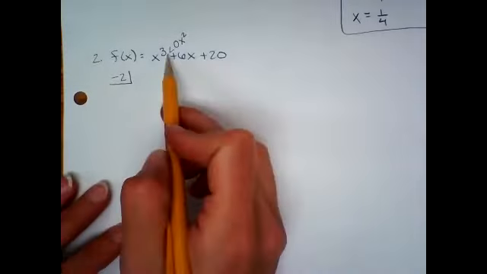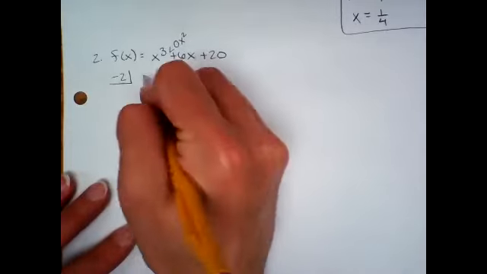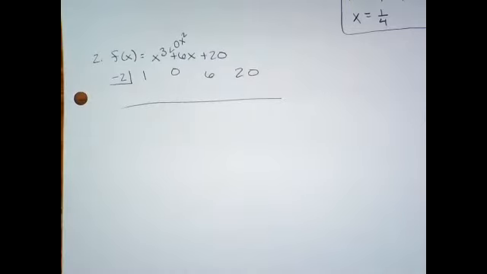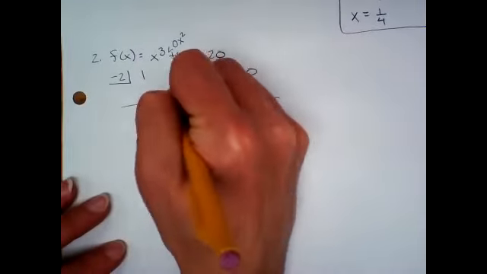And so here's where the countdown is not in order. So we're going to have 1, 0, 6, 20. And you should get a 0 remainder, and not should, you will get a 0 remainder, or you had a mistake somewhere.